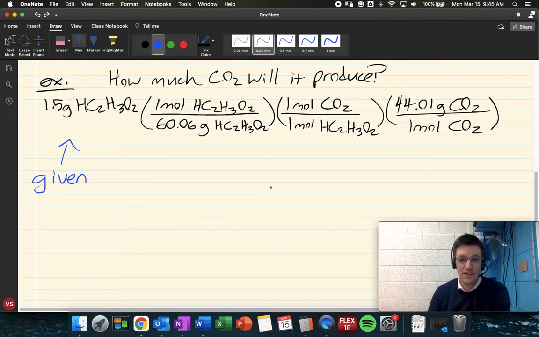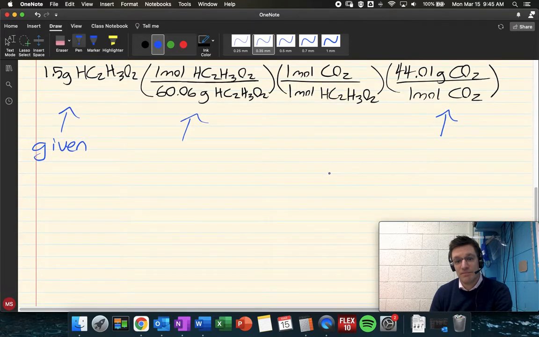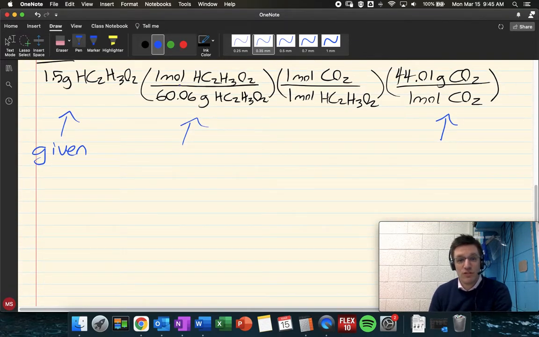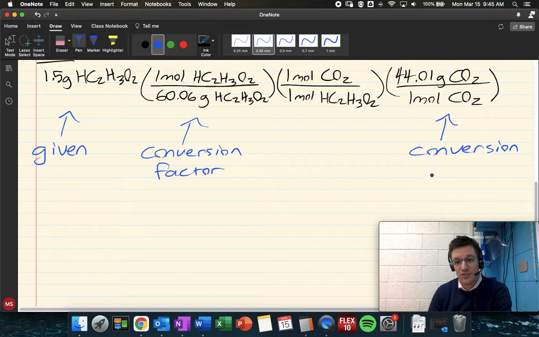That's the limiting. Then you got three terms in parentheses here. Two of these terms have moles on one side and grams on the other. This one has moles on top, grams on the bottom of the same chemical. This other one has grams on top and moles on the bottom. What we're doing is we're converting from moles to grams or from grams to moles. Okay, so those are called conversion factors. These allow us to convert from grams to moles or back.